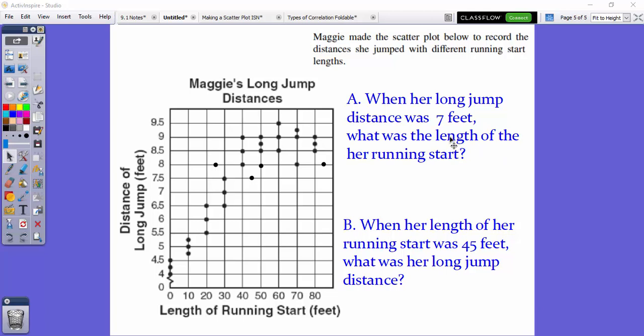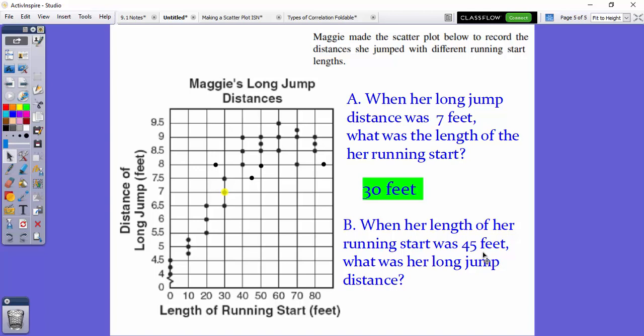Okay, and then looking at the answer for A. If her long jump distance was 7 feet, I'm going to go on the y-axis to 7 feet and over. I can see that's this point right here. And so then if I go down, I can see that the length of her running start was 30 feet. Question B, when the length of her running start was 45 feet, what was her long jump distance?